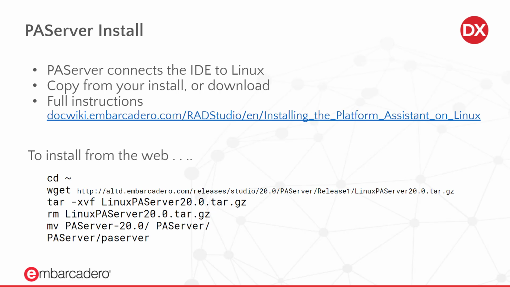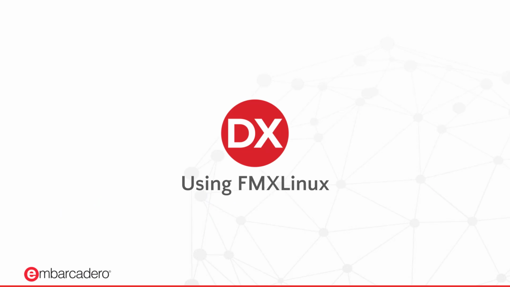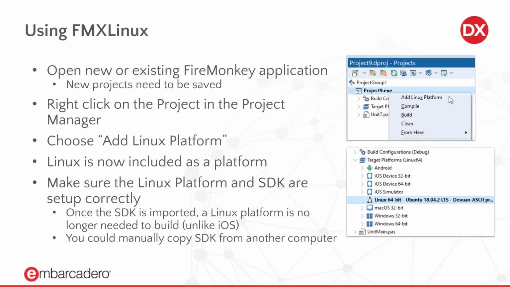Anyway, once you're ready to go, you run the install PAServer. This downloads it using wget from the web, and extracts it. Then what we actually do is remove the downloaded gzip file, and we rename it from the 20 to just PAServer, because that's the folder it's going to install your scratch directory in, and then we run PAServer. So that takes us to using FMX Linux. You've got Linux installed, and we're going to talk about how you use it and also how to set up your IDE with the FireMonkey Linux SDKs.